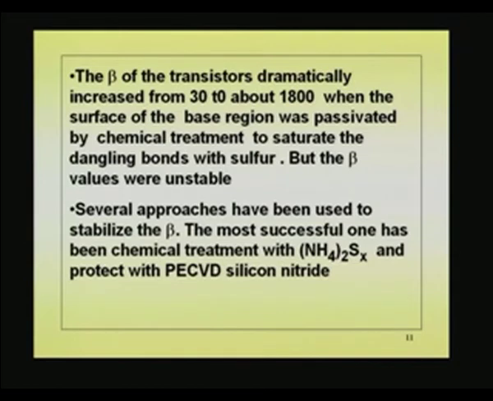Dramatic increase. In fact, a paper was published somewhere around that, saying dramatic increase in the beta from 30 to 1800. If you have gone to 1800, you know what you have done. You have removed the surface recombination velocity or brought it down to 0. That means you have passivated it very well. So, those transistors which were very poor improved to 1800 when the surface of the base region was passivated by chemical treatment to saturate the dangling bonds with sulfur, gallium sulfide, arsenic sulfide. So, that is a sort of stable compound.